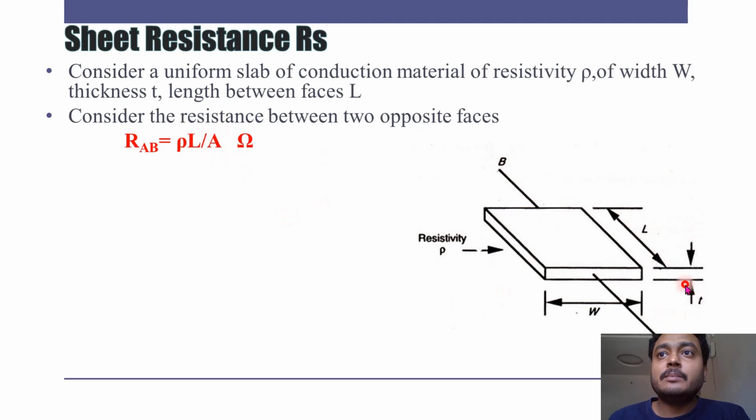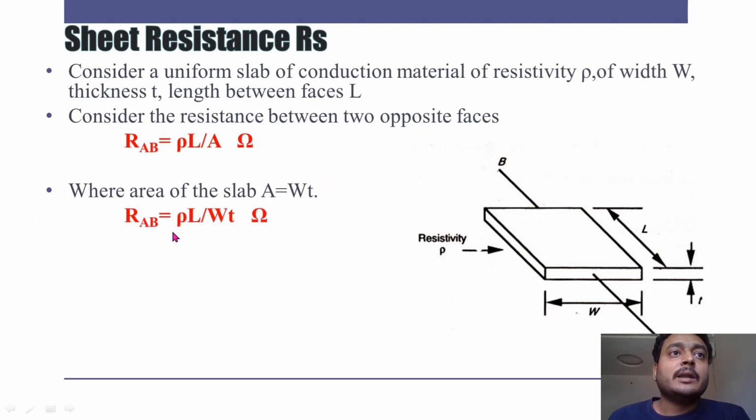So this area is nothing but the cross sectional area. This cross sectional area means we have W and thickness T, so I can replace this as A equal to W into T. So I can write the resistance between A and B equal to rho L divided by W into T.